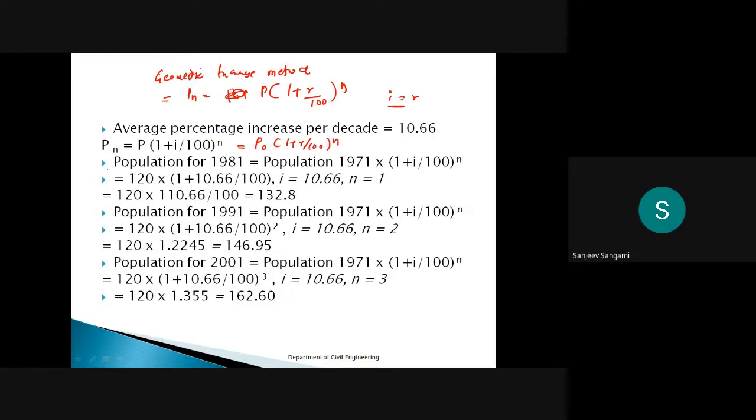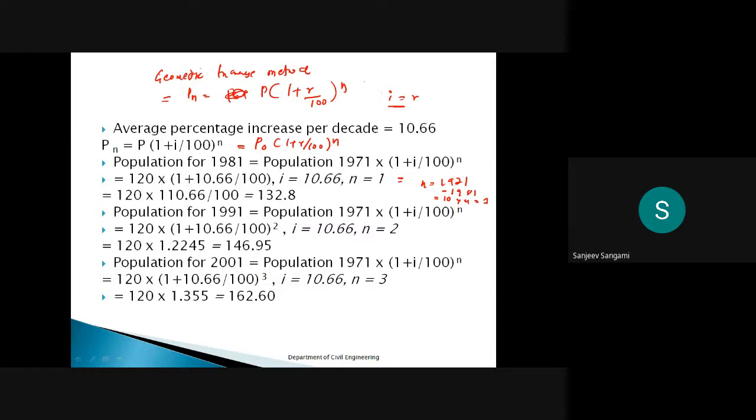So the population for 1981 is equal to the population at 1971. We already know that is 120, or 1,20,000, into 1 plus I by 100 or R by 100 into N. N is equal to 1. Why have I taken N equal to 1 here? From 1971 to 1981, the decades will be 10 years, so I have to take it as 1. Then we write it as 10.66 divided by 100.